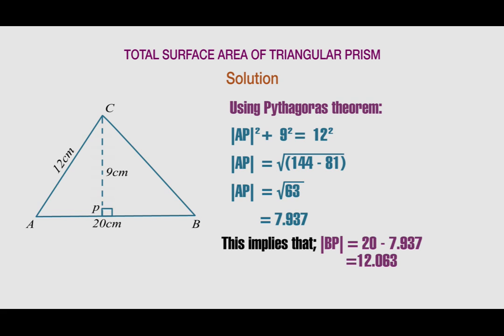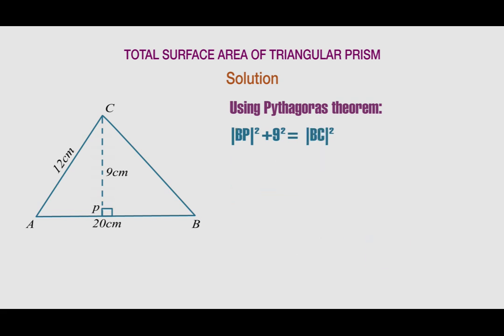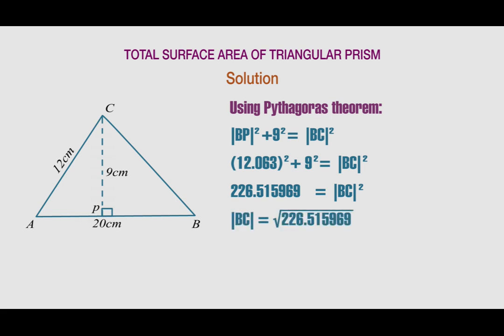Also, using the same Pythagoras theorem, we have BP squared plus 9 squared equals BC squared. If we do our substitution, we are going to have 12.063 squared plus 9 squared equals BC squared. When we simplify this, we have 226.515969 equal to BC squared. We want to calculate BC, so we take the square root, and that will give us 15.05 centimeters.